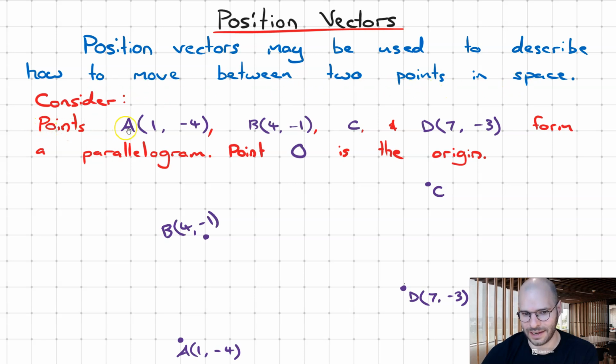Consider we have points A, B, C, and D, and these 4 points form a parallelogram. So if I were to connect up A to B, B to C, C to D, and D to A, what we'd get is a parallelogram.